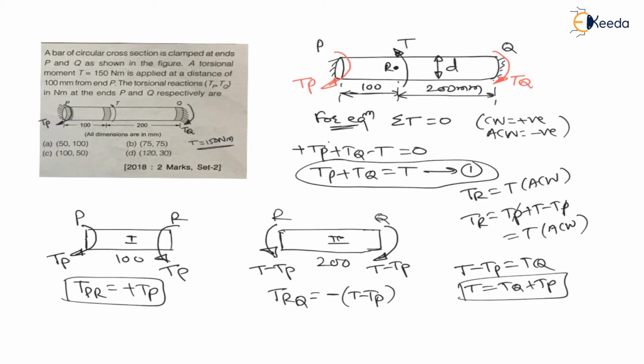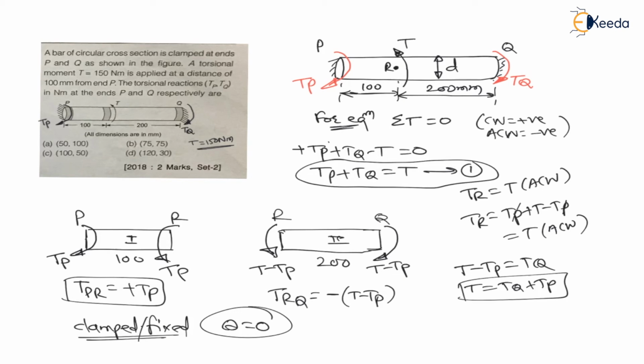Now we are going for the second equation. See, in the question it is mentioned that at P as well as Q it is clamped, meaning between P and Q it is fixed. As it is clamped or fixed, the total torsional angular deformation must be equal to 0. That means angular deformation of PR plus angular deformation of RQ must be equal to 0. Therefore, we will get the second equation.